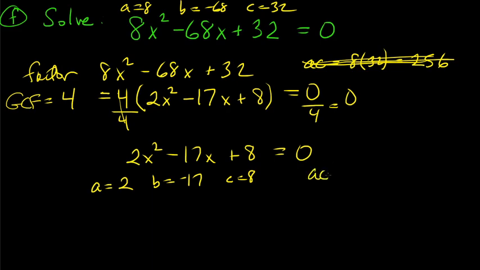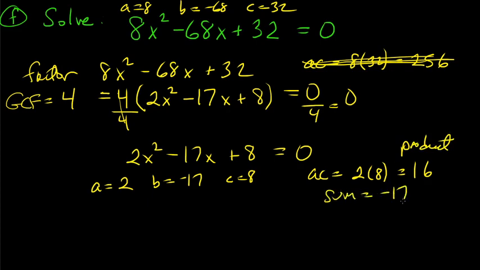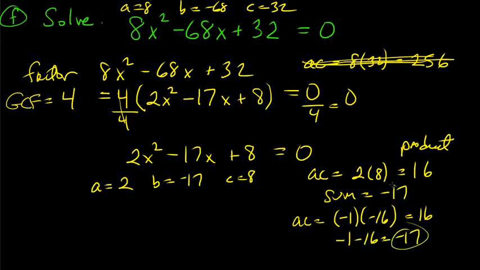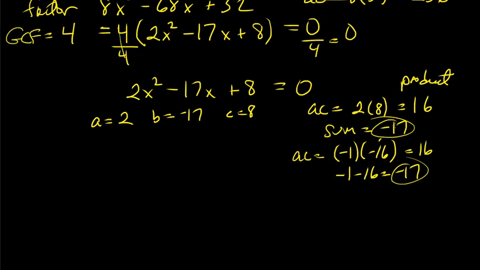Now we do the AC method, but here a times c is 2 times 8. It's 16. So that's the product. What two numbers multiply to 16 and add to negative 17? Okay, so here you don't have to look far. It's negative 1 times negative 16, which is positive 16, and negative 1 minus 16 is negative 17. Okay, so if you're clever, you got it on the first try.